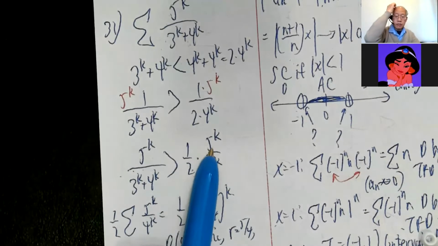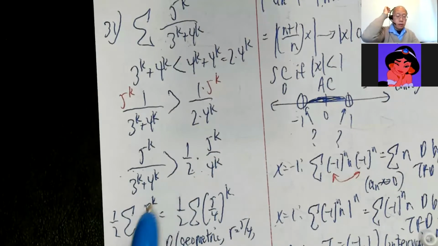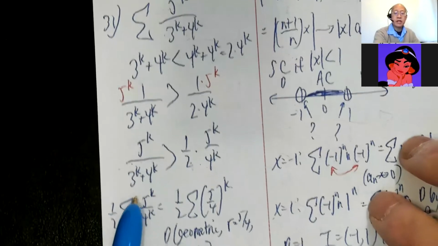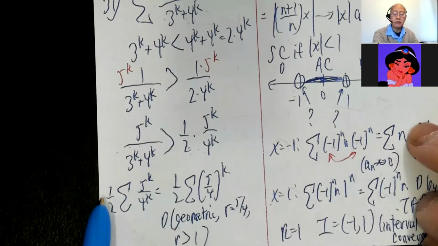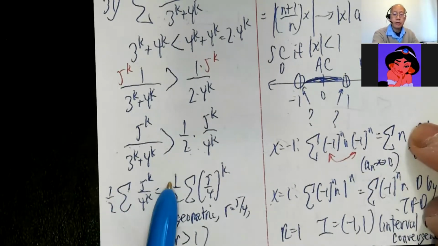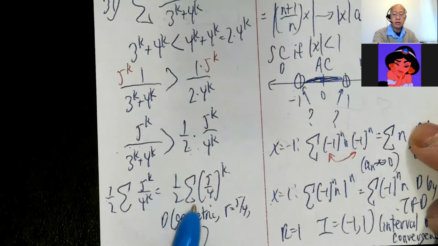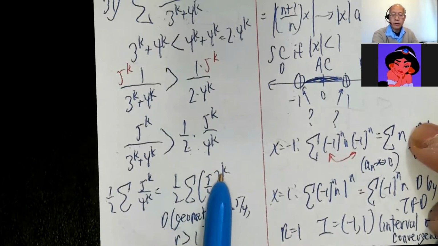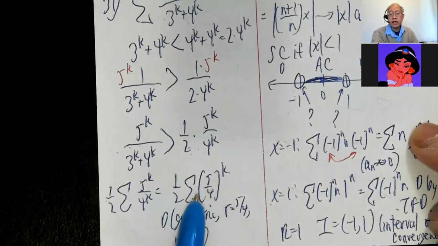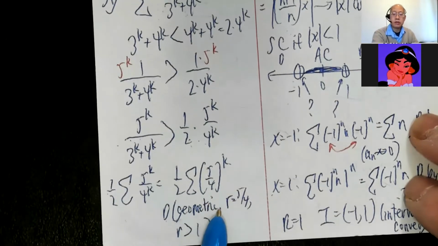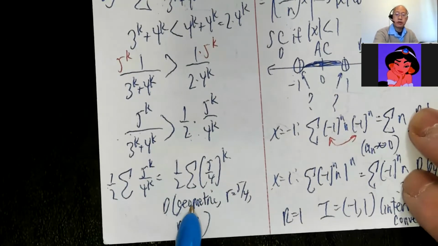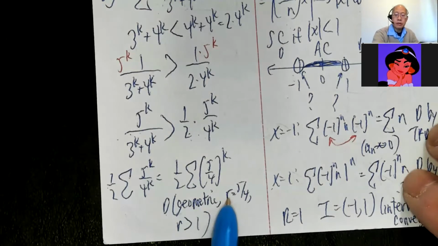So what do I want to say about this one? 1/2 summation 5 to the k over 4 to the k. The 1/2 doesn't affect convergence or divergence, right? We can write it as 1/2 summation of 5/4 to the k. That's a geometric series. So how do you know? Just plug in 1, 5/4. Plug in 2, 5/4 squared. 3, 5/4 cubed. You say, oh, I keep multiplying by 5/4. So it's a geometric series. It's divergent, since r is equal to 5/4, and r is greater than 1.